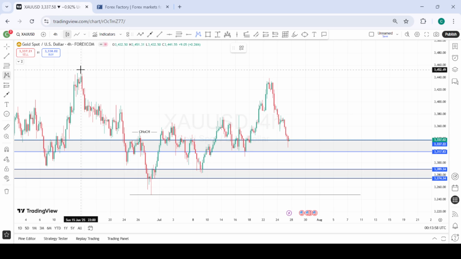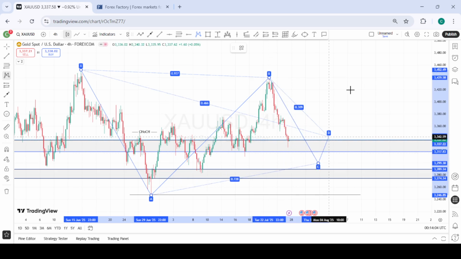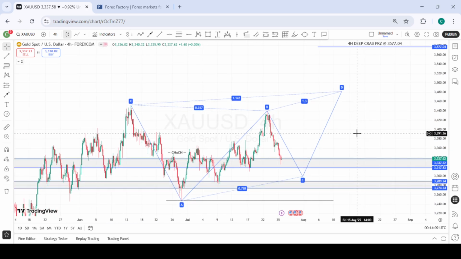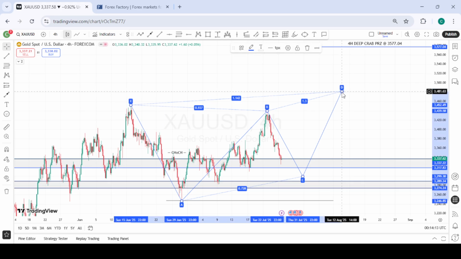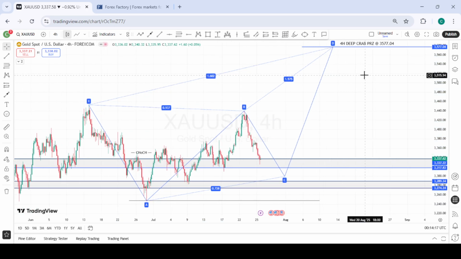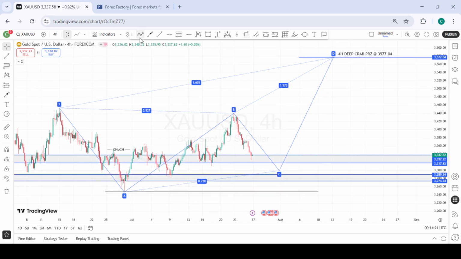So what we're going to do is, we now have our X, we have our A, and this will now be our B. Now you're waiting for a potential C leg, then we get our D leg to complete the deep crab pattern, which is around 3,577 for gold. So gold is still bullish until we get price break below this low.